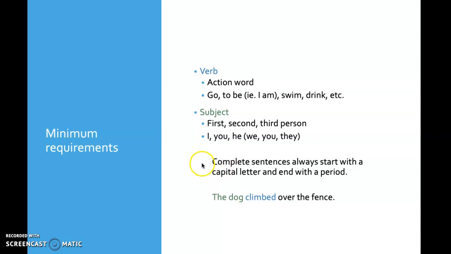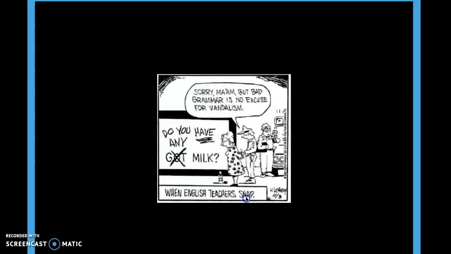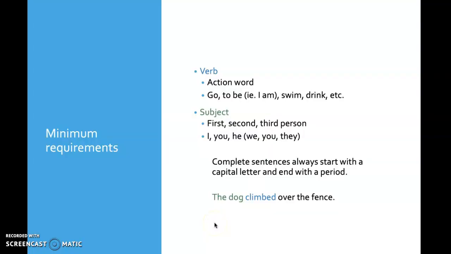Complete sentences always start with a capital letter and end with a period. Kind of sad that I have to say that, but with technology today, we often omit those things, and we need to make sure that we have them. In the example here, the dog climbed over the fence. The dog is our subject. Climbed is our verb. What did it climb over? The fence.